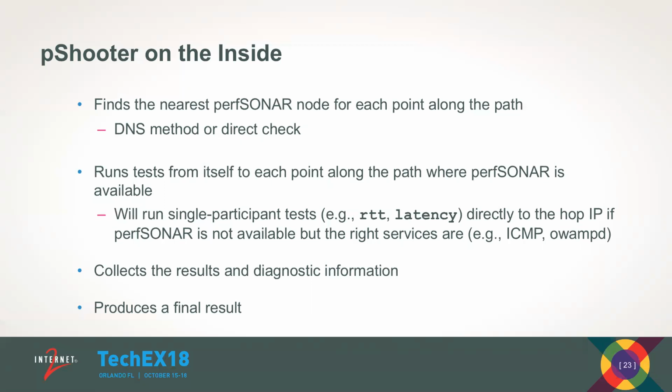For things like single-participant tests, where it's round trip time or latency, that can be run directly to the IP of the hop if perfSONAR is not available, because all you need on the other end is ICMP for round trip time, or OWAMP or TWAMP for latency. For things like throughput or simple stream, because they're multi-participant tests, you have to have perfSONAR on the other end, pScheduler on both ends, for it to work. So for a two-participant test, it's going to insist that pScheduler is there.